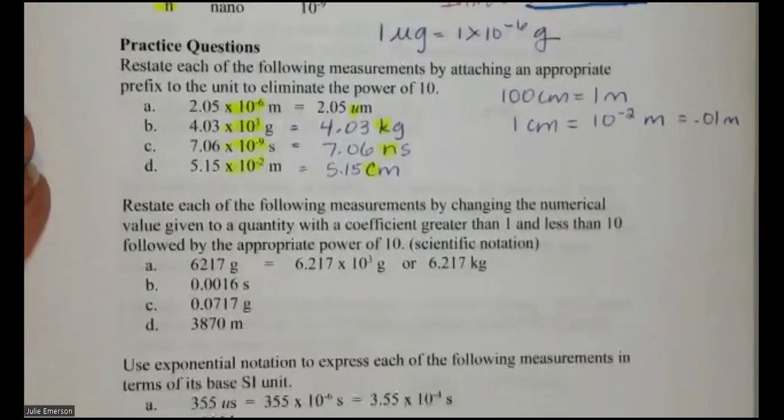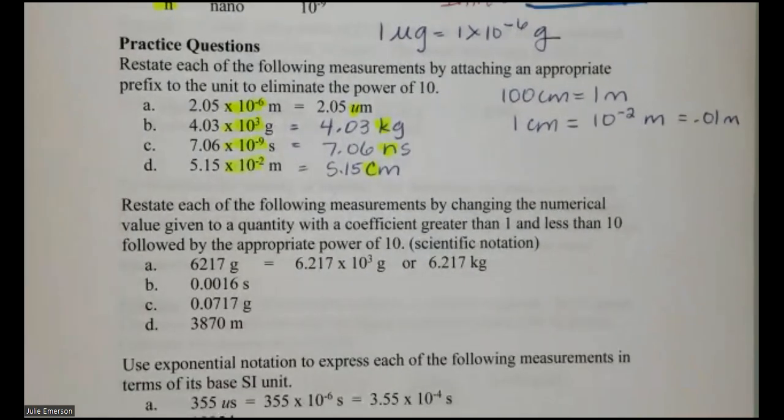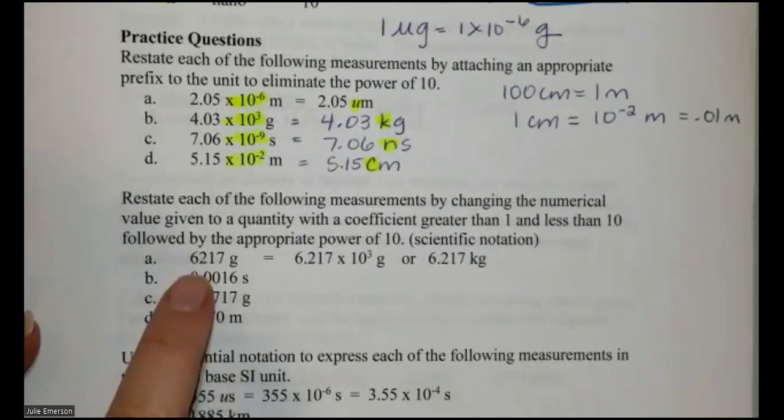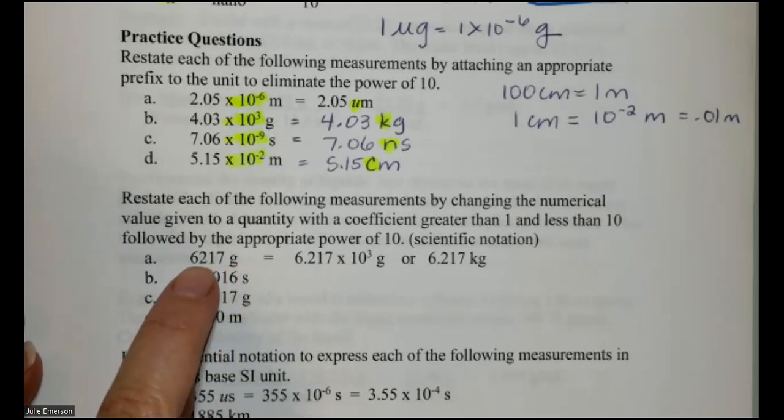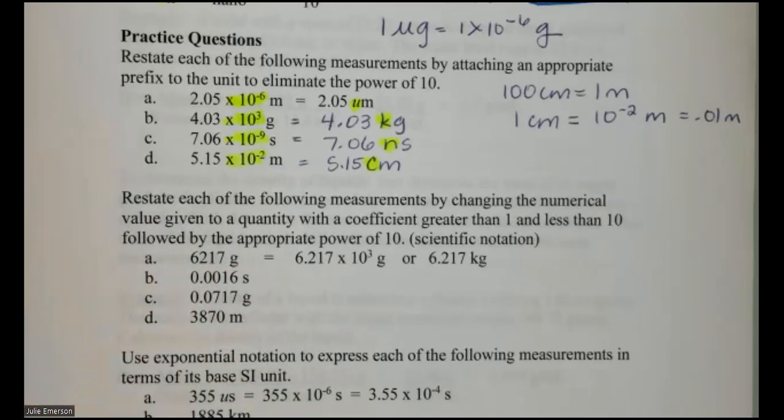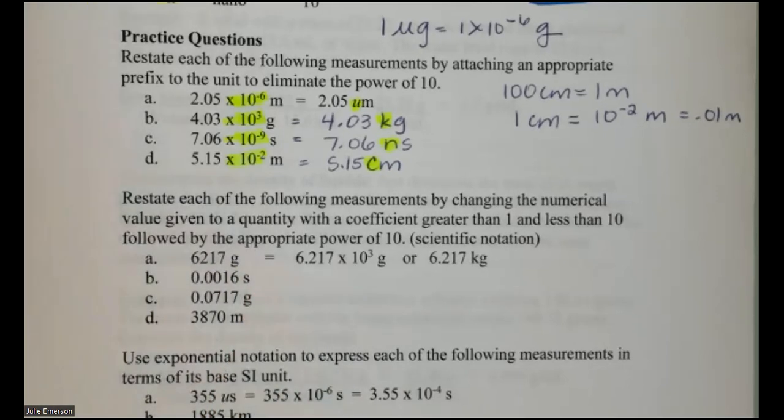All right, next problem we're going to do is we're going to work on getting everything into what's called proper scientific notation, and then we will replace it with the prefix. So when I have 6,217 grams, proper scientific notation says that I'm going to move the decimal to follow the first non-zero digit. That's the key. You got to move it to where there's only one number in front of the decimal.